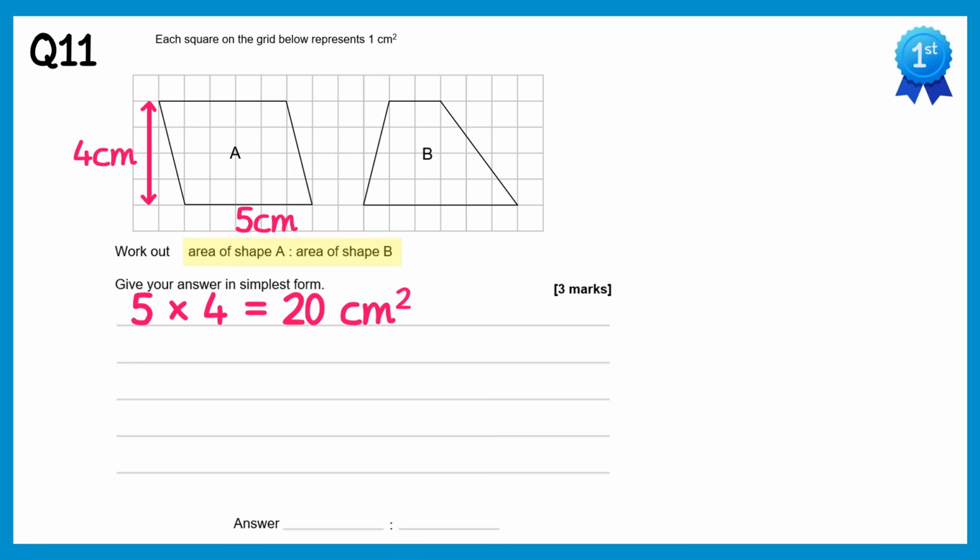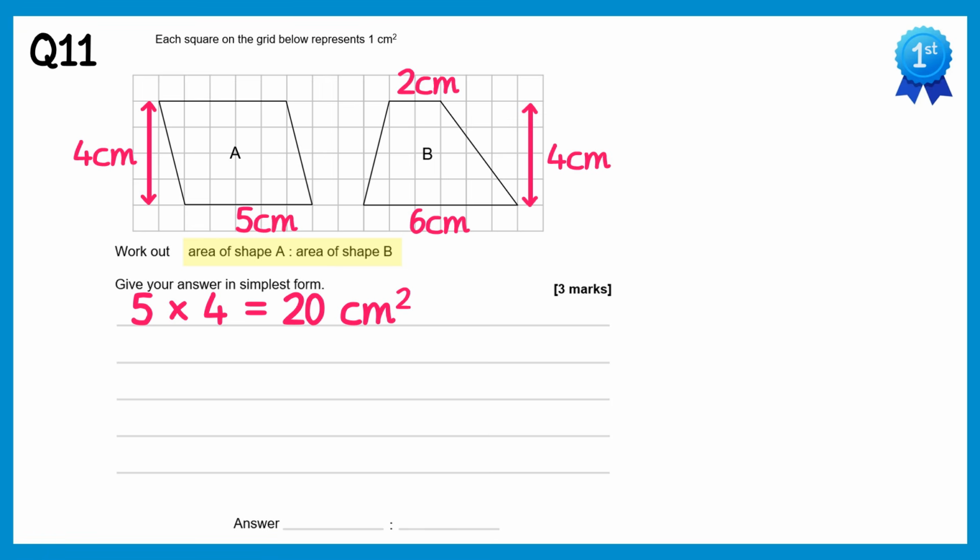Shape B is a trapezium, so we need to know the length of its parallel sides and also its height. The parallel sides here are the bottom and the top side, so if we find those, that will be 6 on the bottom here, and 2 squares on the top. We also need the perpendicular height, which once again is 4.